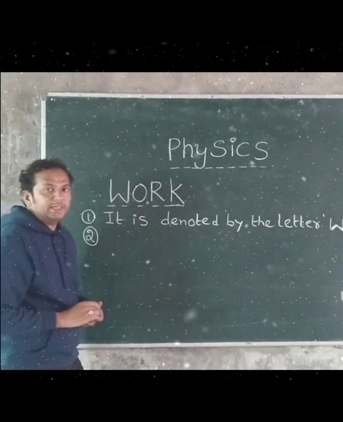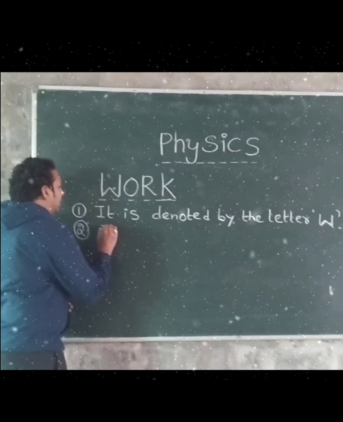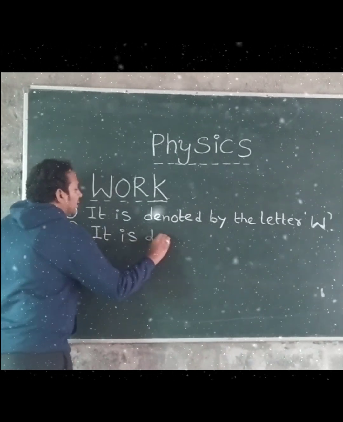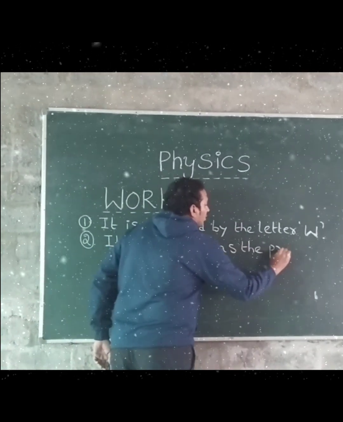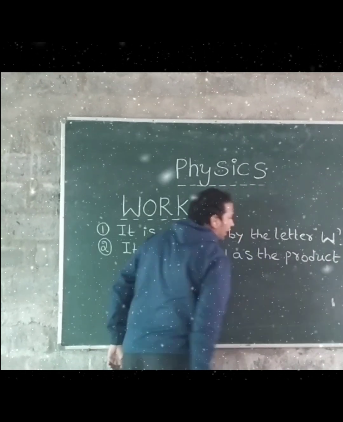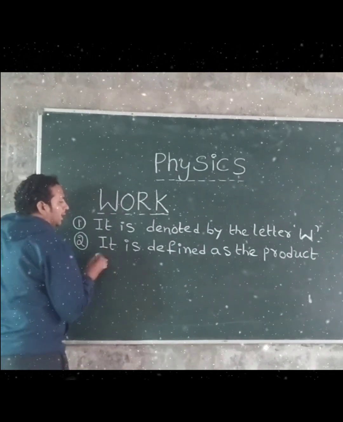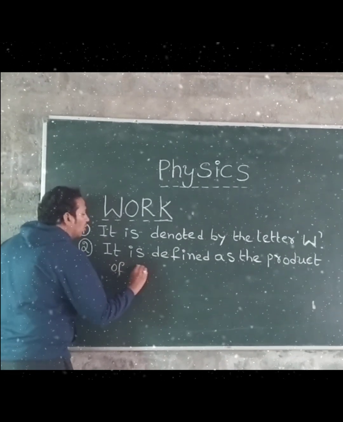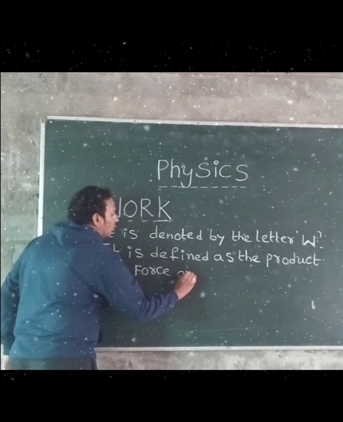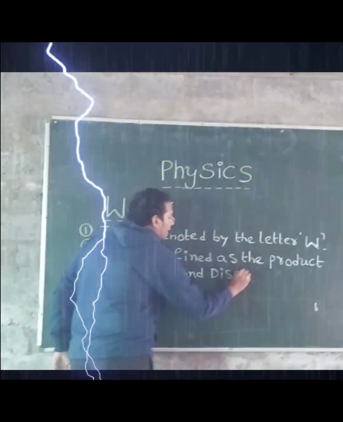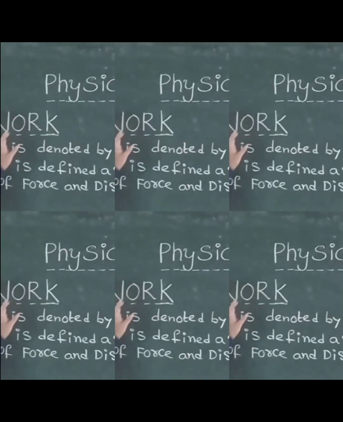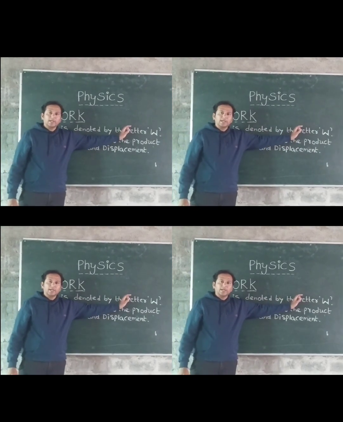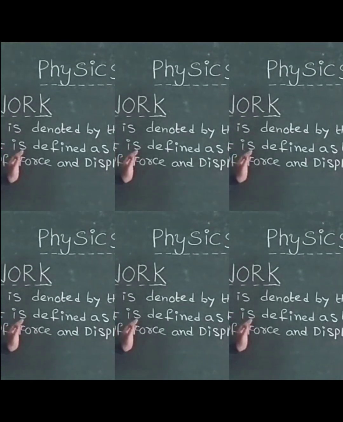Next, the definition. What is the definition of work? Work is defined as the product of force and displacement. My dear students, please write down, force and displacement. It is the definition of work. It is denoted by the letter capital W, and it is defined as the product of force and displacement.